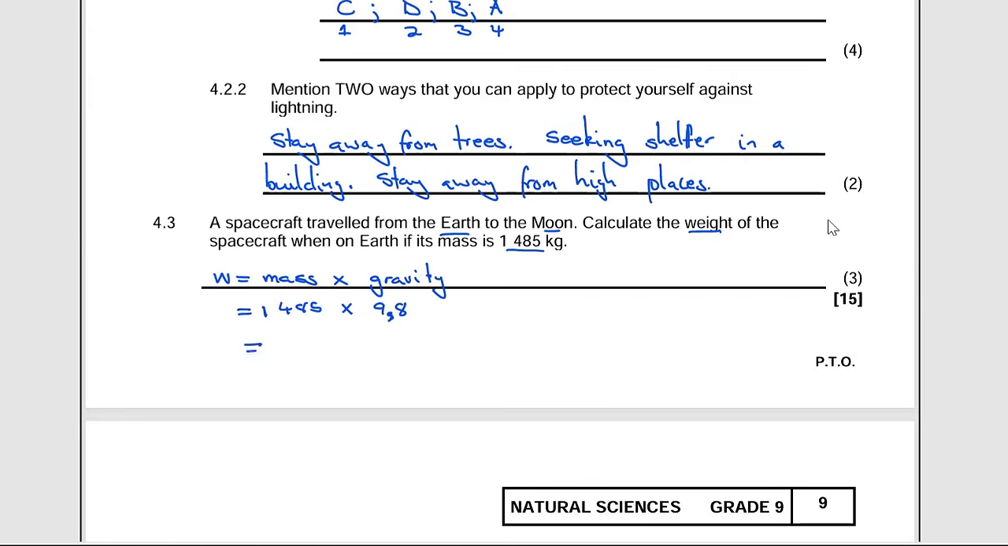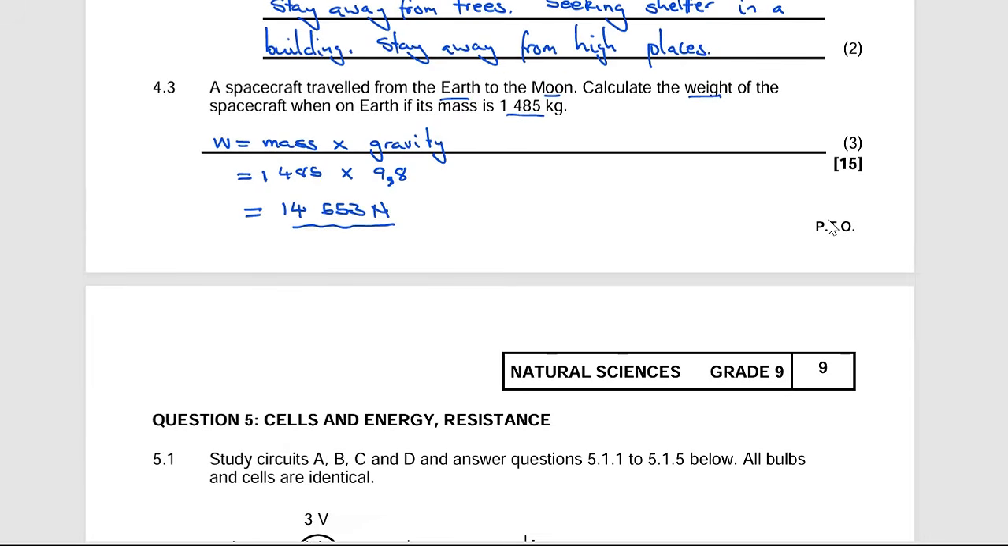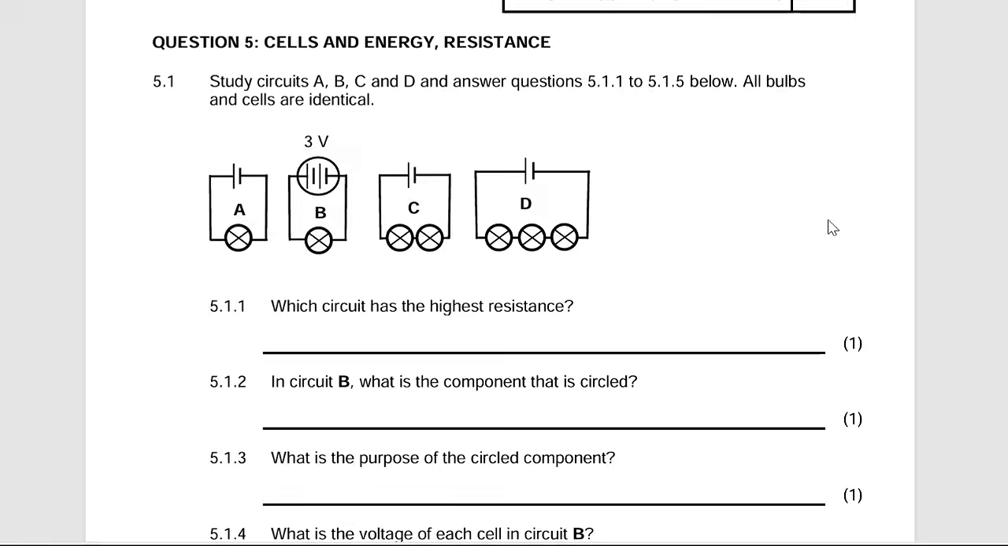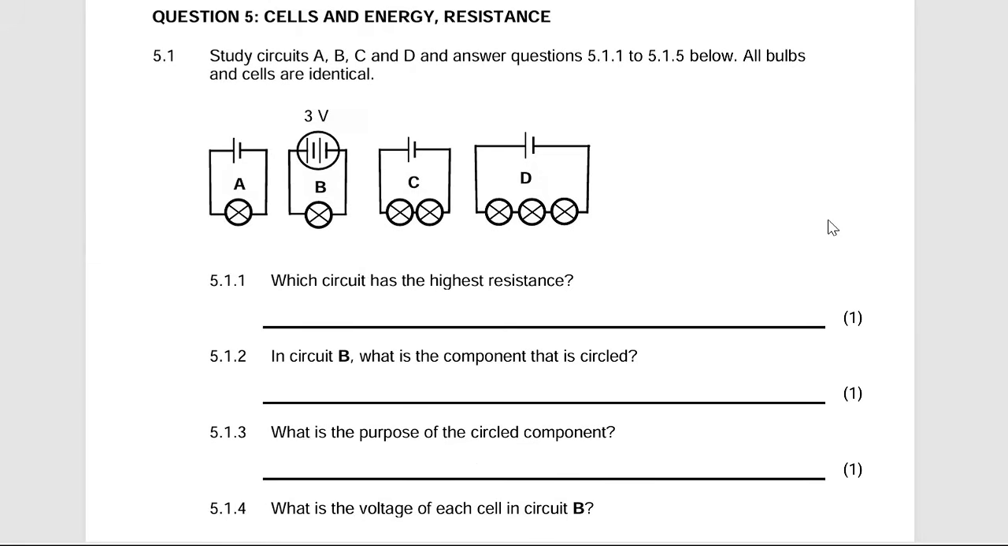So if you multiply that, let me employ a calculator. 1,485 multiplied by 9.8. According to my calculator, I'm going to get a value of 14,553, and then in newtons, right? So your weight will always be in newtons. So that's how we define or calculate the weight, and that's our answer there, which is going to be 14,553 newtons, right?